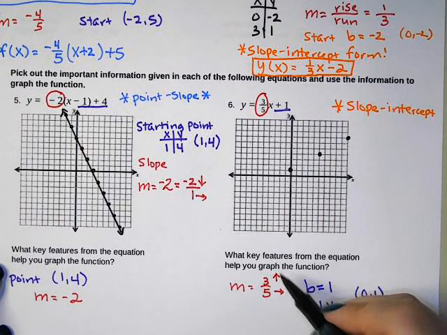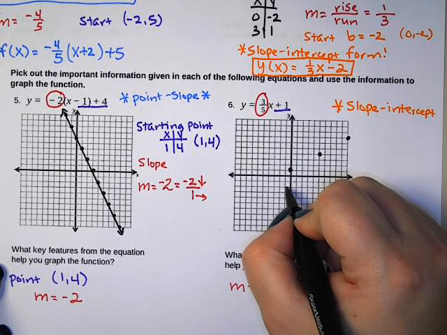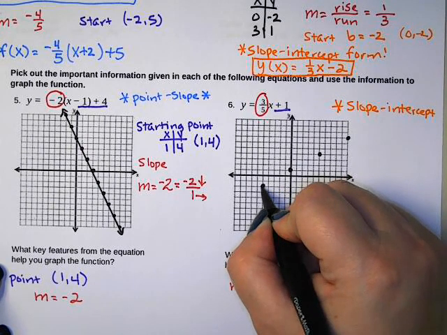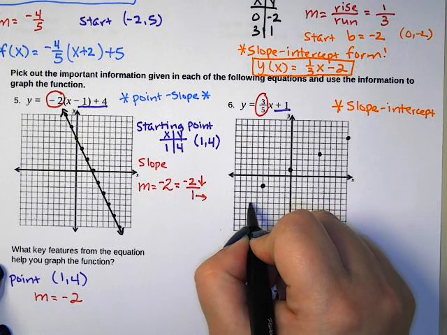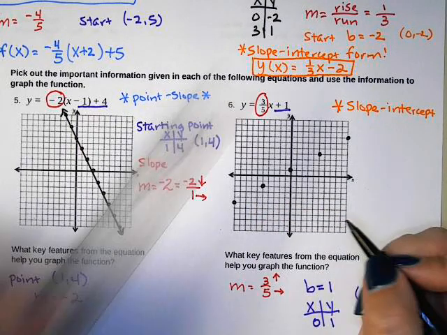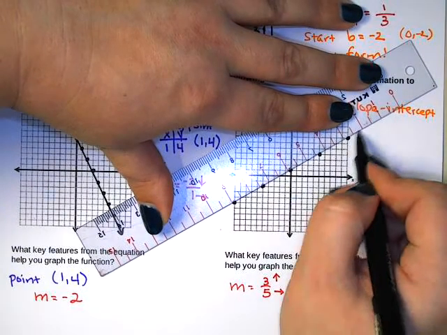Now I can also go the other way. I can go down and to the left. So down 1, 2, 3, and then left 5. And I can go ahead and do that once more. 1, 2, 3, 1, 2, 3, 4, 5. And we can go ahead and use our ruler to draw the line through.